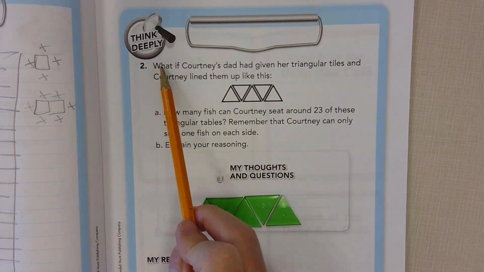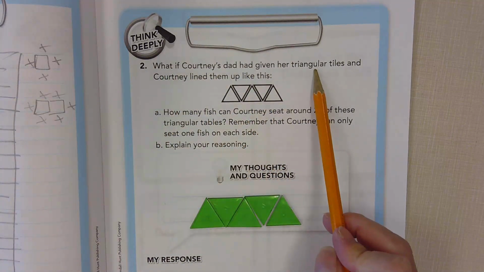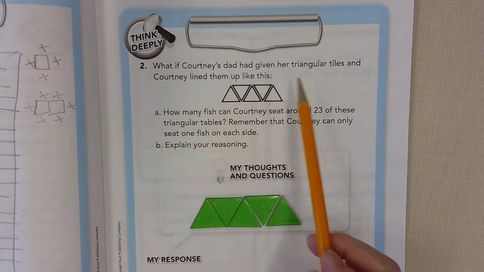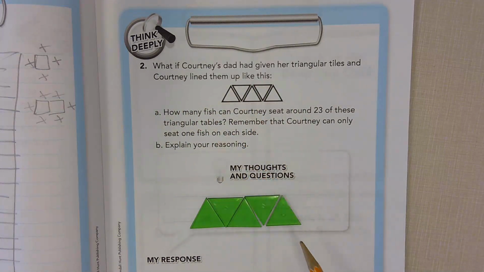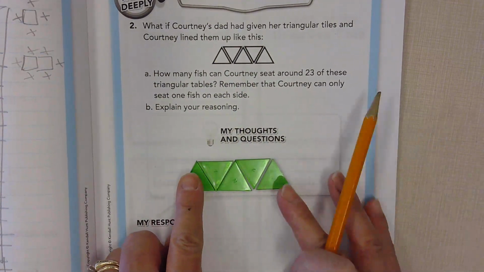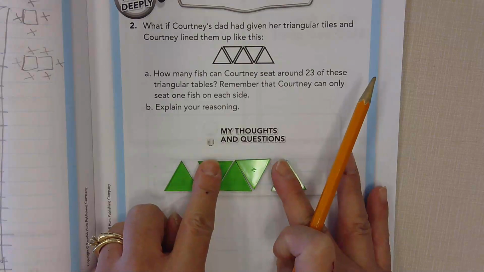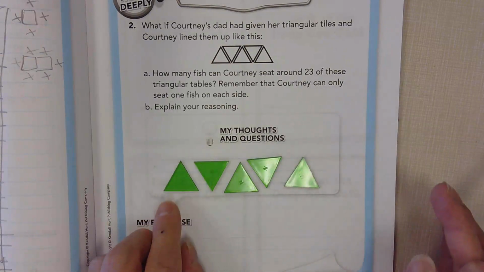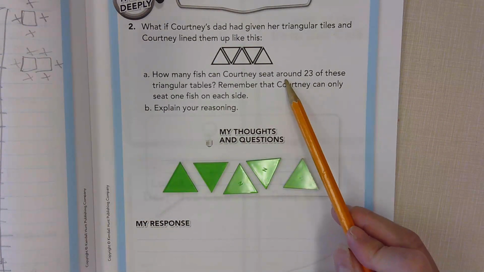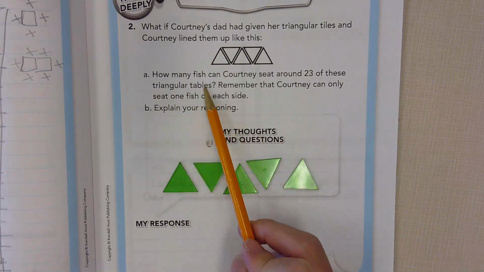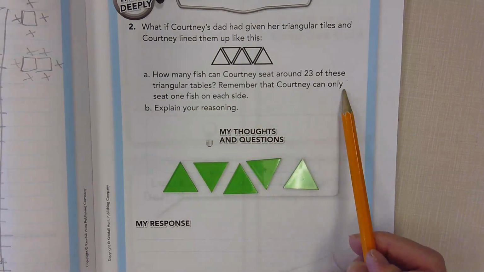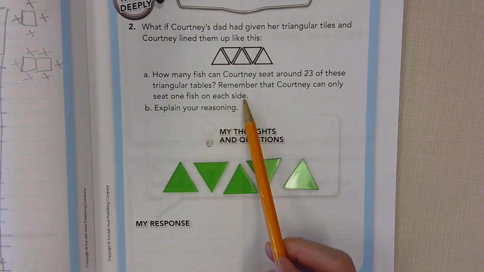Okay, so what if Courtney's dad had given her triangular tiles and Courtney lined them up like this, which is the same way I did down here with my tiles? Okay, how many fish would Courtney be able to seat around 23 of these triangular tables? Remember that Courtney can only seat one fish on each side.